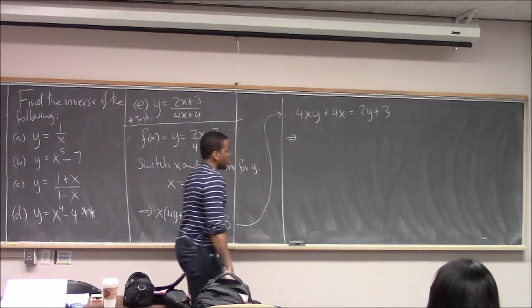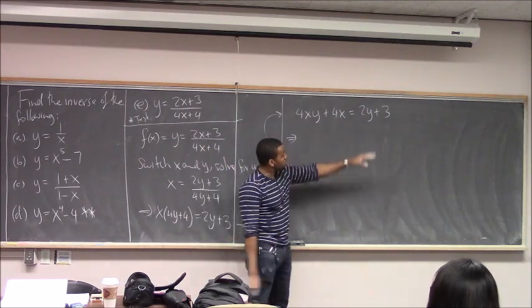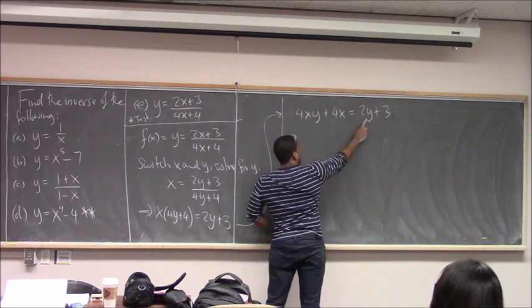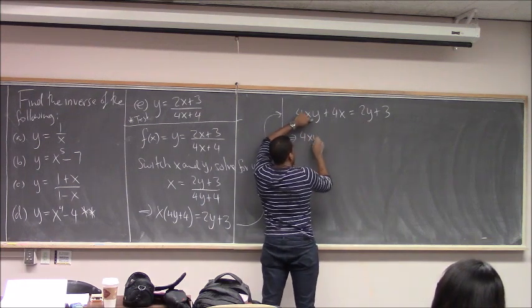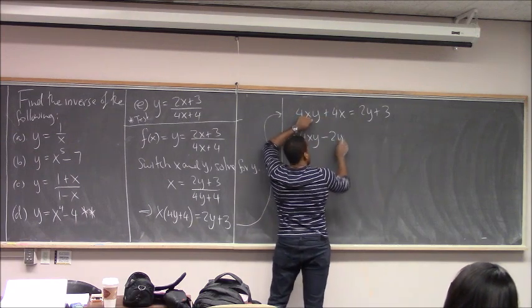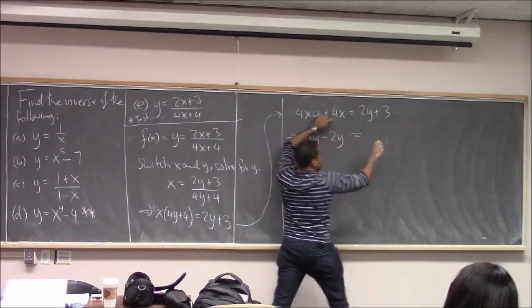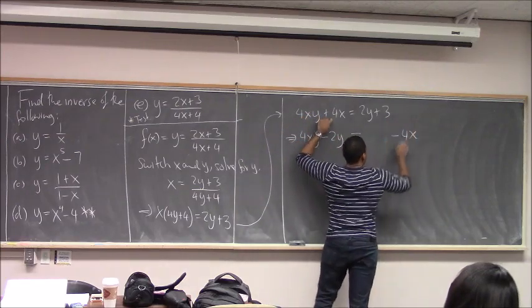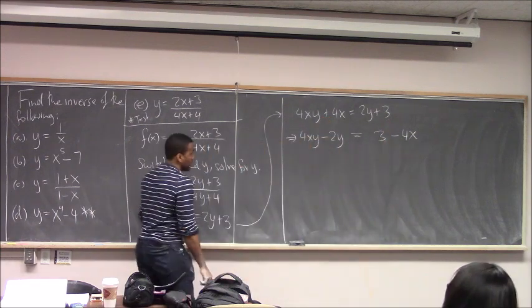Now I want to isolate the y's. So all the terms with y's, I'm going to bring to one side. All the terms without y's, put them on the other side. So I'm going to gather the y's on the left side. This guy has a y in him, so leave it. This 2y, move it over here, so it becomes minus 2y. This guy doesn't have a y, so I'm going to move it over here. This 3 doesn't have a y, so he stays where he is. So that's the next step.